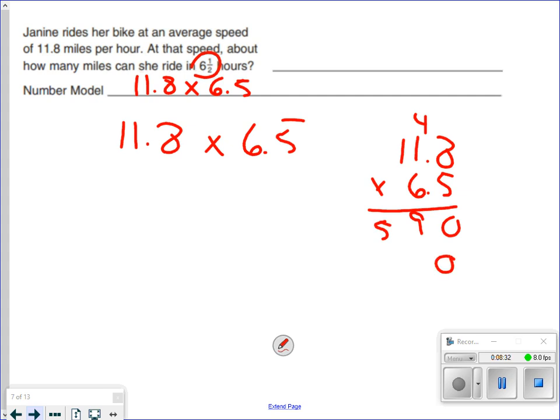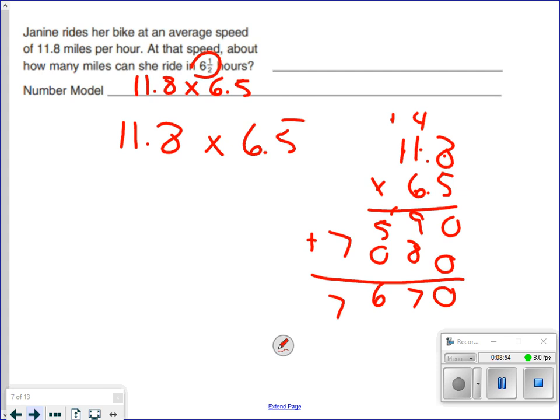Place value holder. 6 times 8 is 48. 6 times 1 is 6, plus 4 is 10. 6 times 1 is 6, plus 1 is 7. Add these things up. 0 plus 0 is 0. 9 plus 8 is 17. 1 plus 5 is 6. We got a 7 here.